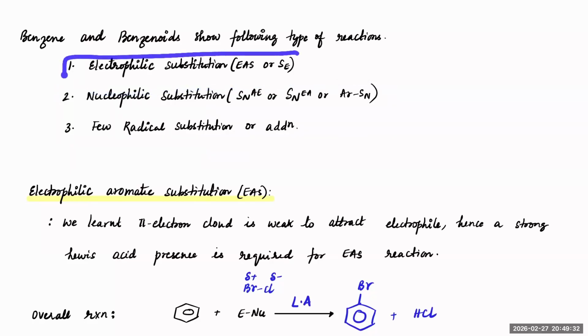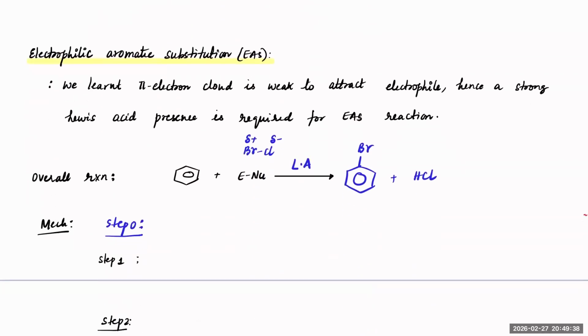Now, this is very unique. This does not require any background. EAS is only observed in the benzene case. So now check out electrophilic aromatic substitution. How does that happen? We learned that the pi electron cloud is weak to attract the electrophile. However, in the presence of a strong acid, instead of addition, substitution will definitely take place.